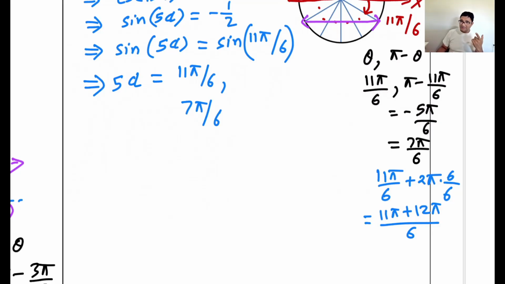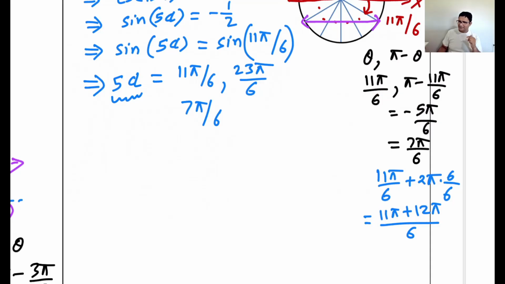So that basically means if you add 12 pi in the numerator, you'll get another angle equivalent to that, right? 23 pi over 6. Now that is definitely more than 2 pi. 23 over 6 is 3 point, almost 4 pi. But why am I considering it? Because I have to divide by 5.